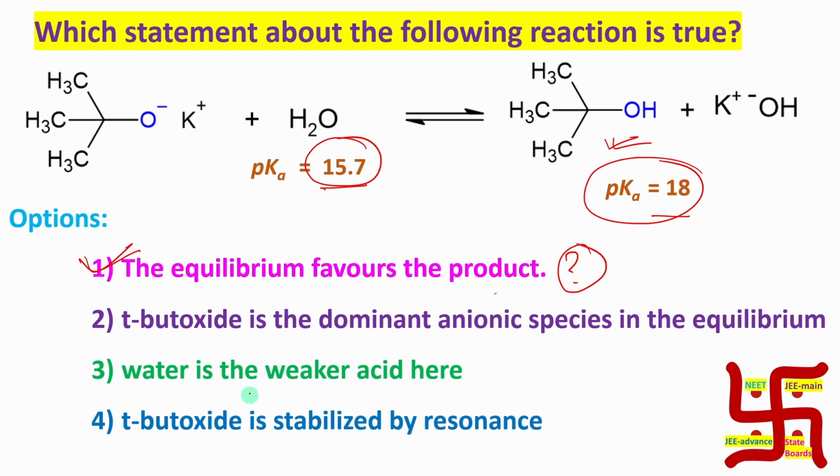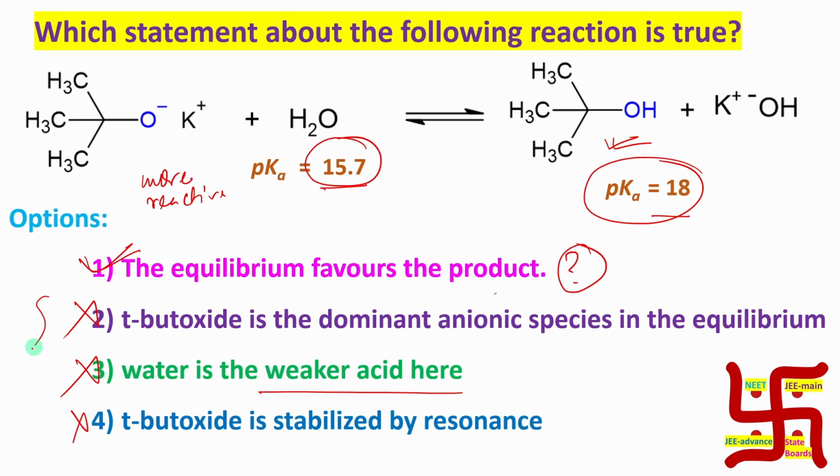Not only that, 'water is the weaker acid here.' So, this is wrong. No, water is a stronger acid. From this value, it is also a wrong option. And 'tertiary butoxide is stabilized by resonance.' It's not possible. By the way, tertiary butoxide is actually not much stable. It is less stable. That's why you can say it's more reactive. Not only that, as I told you, it's a strong base. So that will also help to understand that the equilibrium will prefer the right side. So tertiary butoxide stabilization is also wrong.